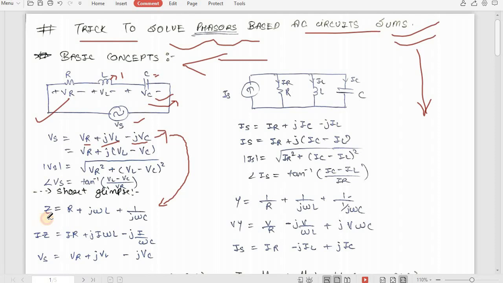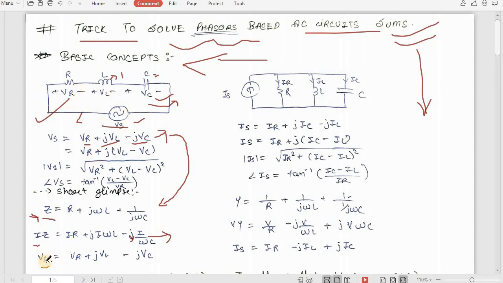So this input impedance will be Z equals R plus j omega L plus 1 upon j omega C. Now if you multiply this equation with I, it will be IZ equals IR plus j I omega L plus 1 upon j omega C into I. Now if we take j to the numerator, we will get minus j I upon omega C. Now if we simplify, I into Z, input current into input impedance, will be Vs, the input voltage.